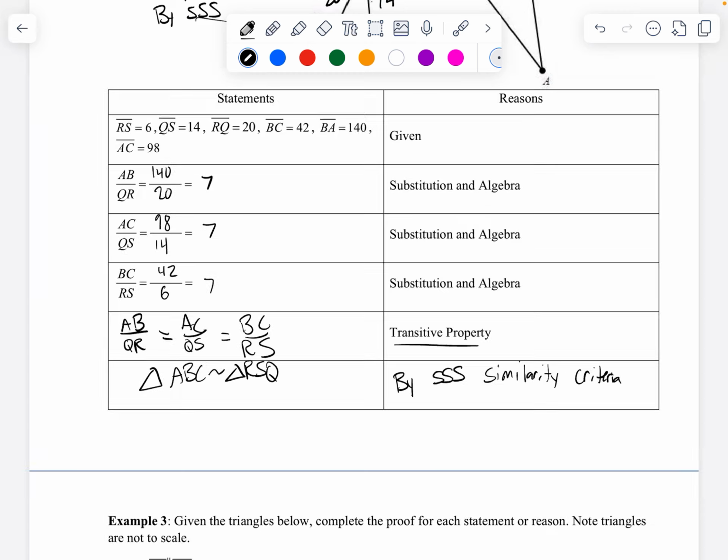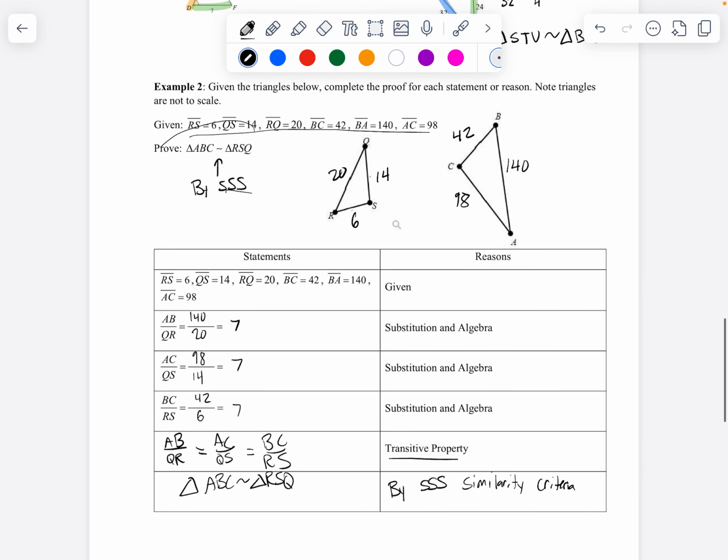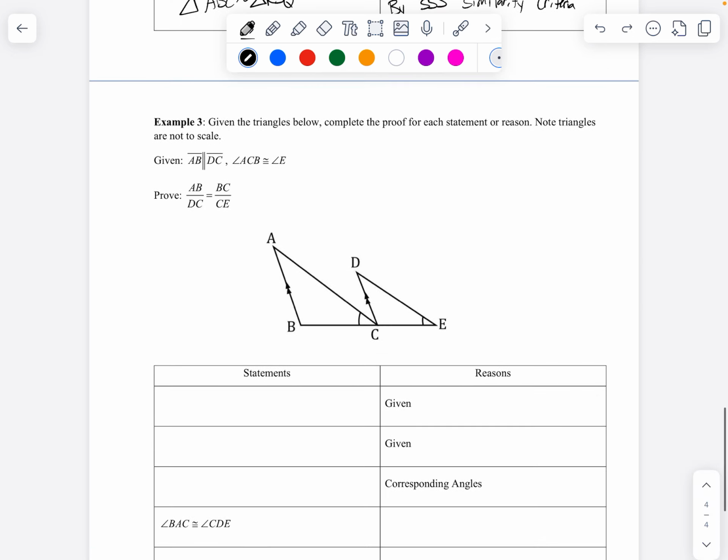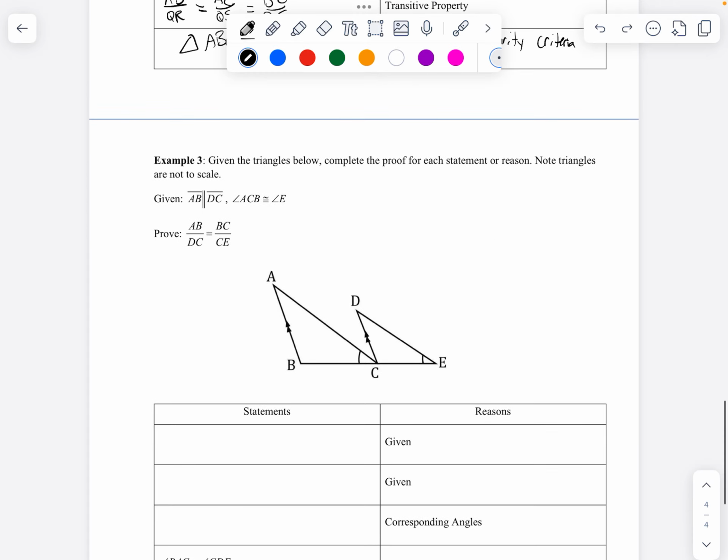Okay, and that's how you would go through a proof. All right. Yes, we can see that those are all equal to the same thing, but proofs literally take you baby step by baby step. You need to state that your proportions are equal to get the similar triangle. All right, let's do one more. This one with some angles, a little bit harder.